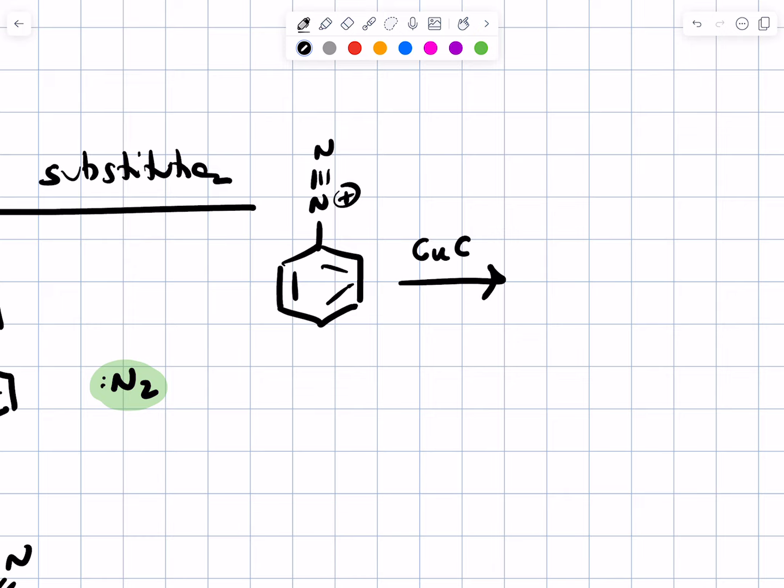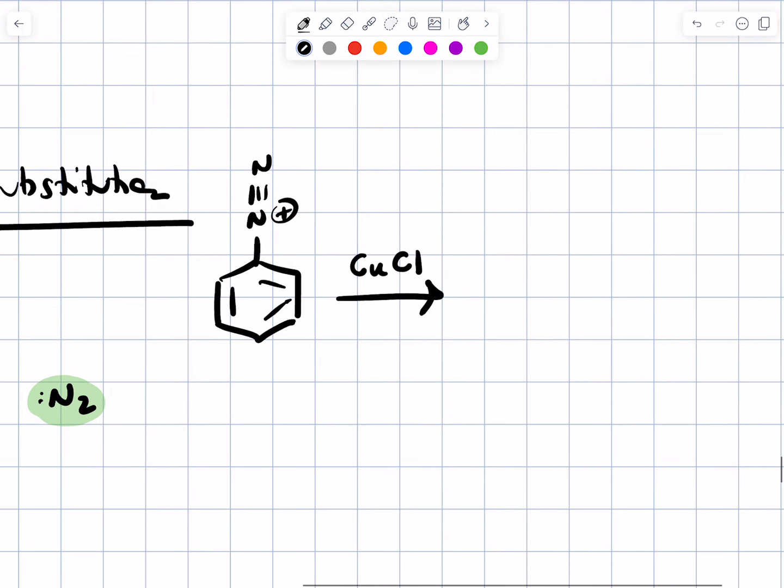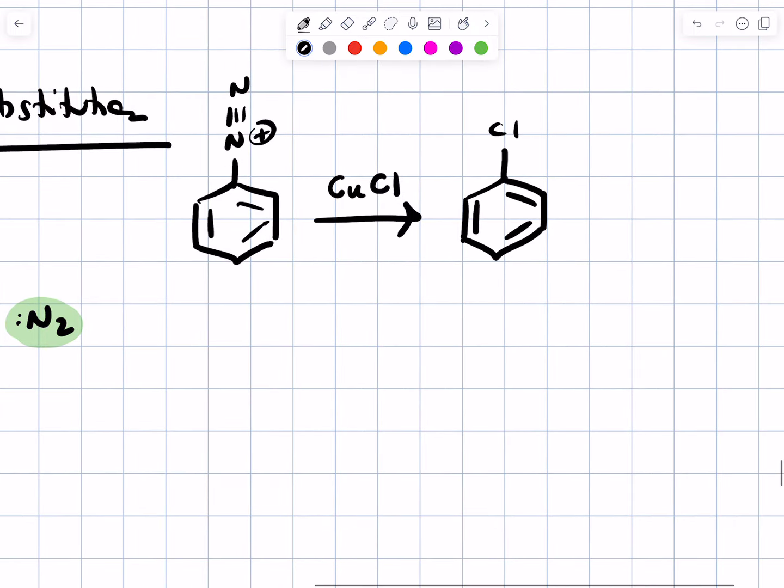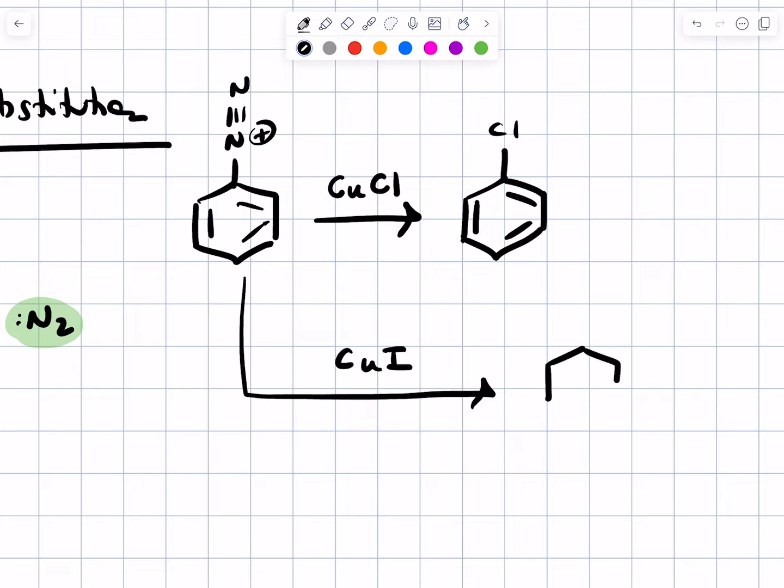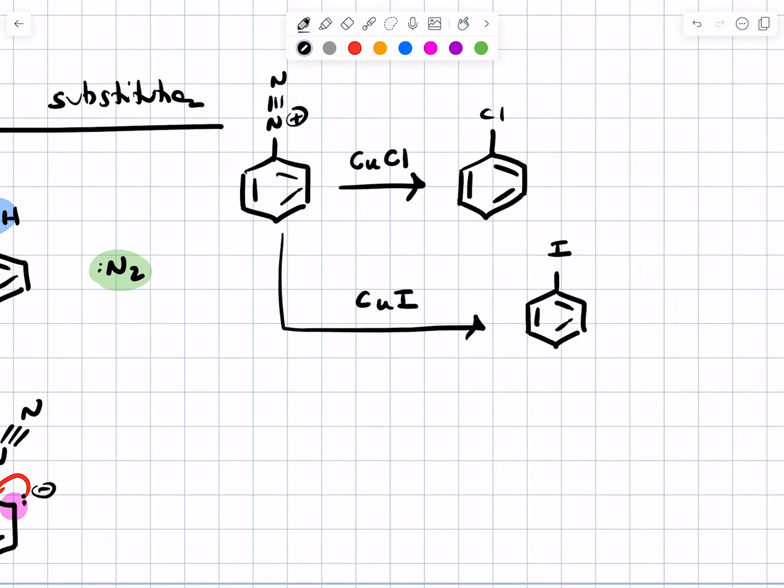So your text points out if you use copper chloride, the copper actually must be significant, because otherwise you just go cheap with sodium chloride. Your text doesn't explain what the copper is doing here, so I don't really have an explanation for you. This is one way you can make the corresponding iodide. We didn't really have a halogenation reaction to make the iodide, so that's an interesting example.